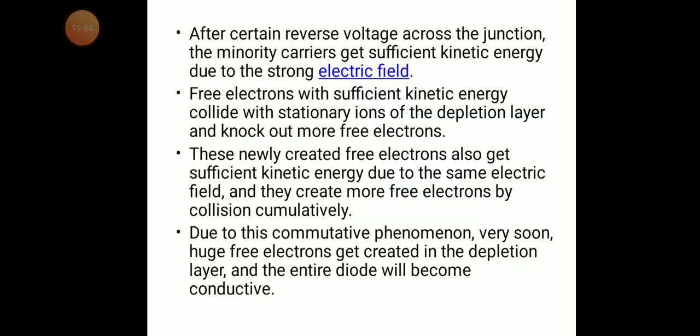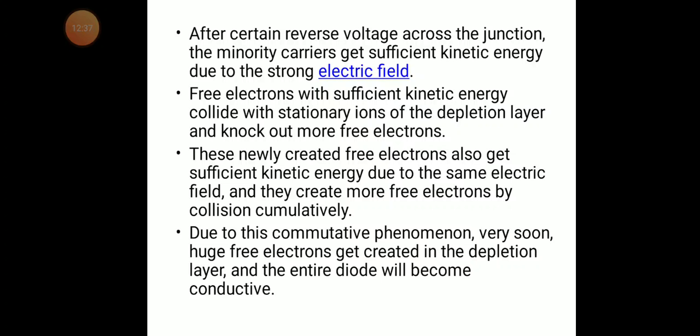What happens? Due to this strong electric field, the minority charge carriers get energized and gain kinetic energy. Because of that high kinetic energy, they forcefully collide with the stationary ions which are situated at the depletion layer. At the depletion layer, we have stationary ions. They don't have any movement. That is why they are called stationary ions.